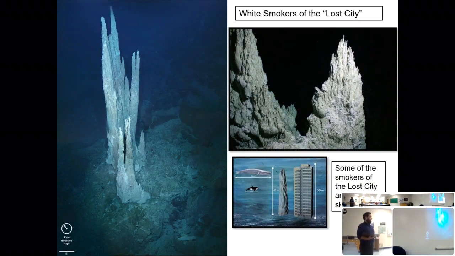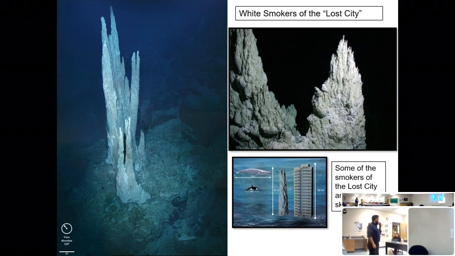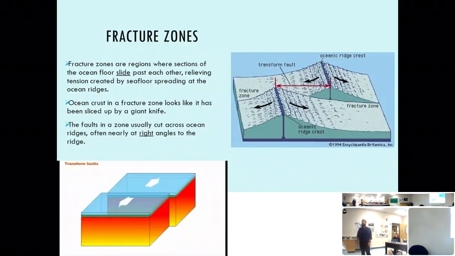But these white smokers are really crazy. They get huge. Look at this. This is called the Lost City. It's underwater. It's not a real city, of course, but it's underwater. And some of these things are as big as skyscrapers. Some of these white smokers are as big as skyscrapers. You can't really get a sense of how big that is when you're looking at it, because there's no scale bar, but some of them are huge.